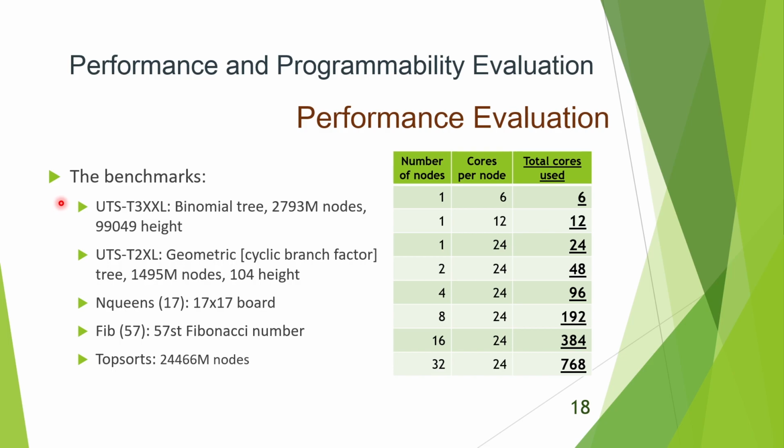UTS is a widely used benchmark known for generating trees with very significant imbalance. This program supports different types of parameters that allow building trees of different sizes and shapes. We'll analyze the results for two of them.